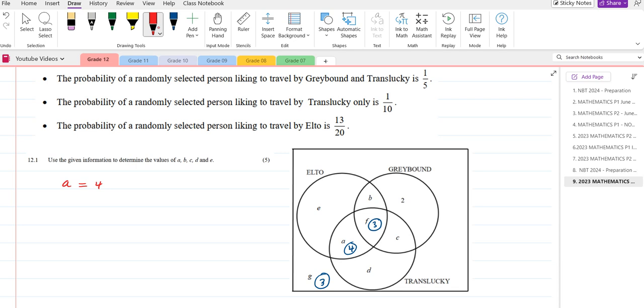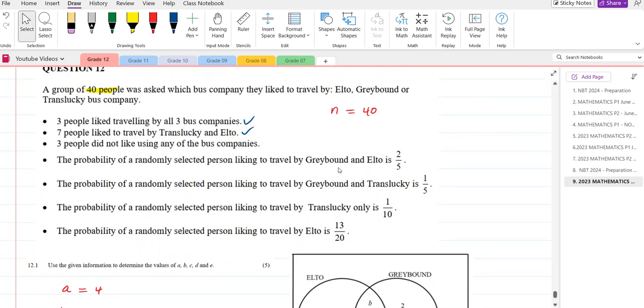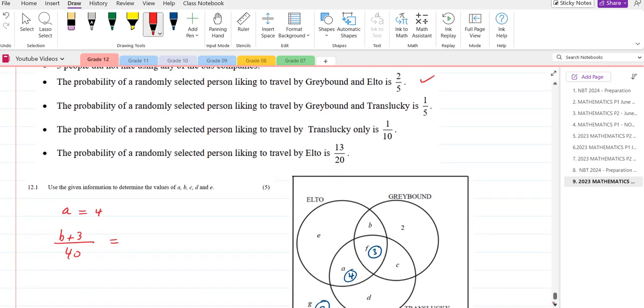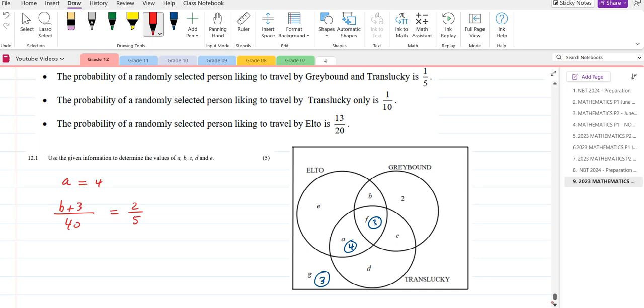To find B, Greybond and Alto, we can say B plus 3 out of 40 is equal to 2 out of 5. So what we can do is cross multiply and solve this, right? 2 times 40 is 80, equal to 5 into B plus 3. So 80 divided by 5 is 16. B plus 3 equals 16. This implies B is now equal to 13.